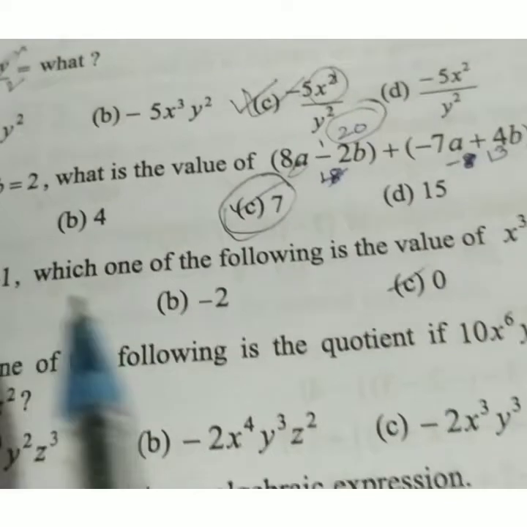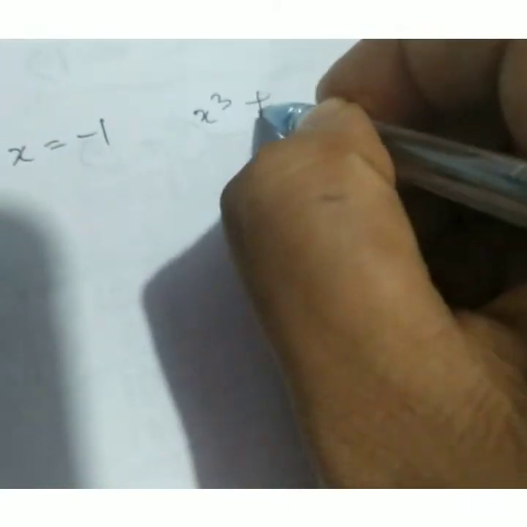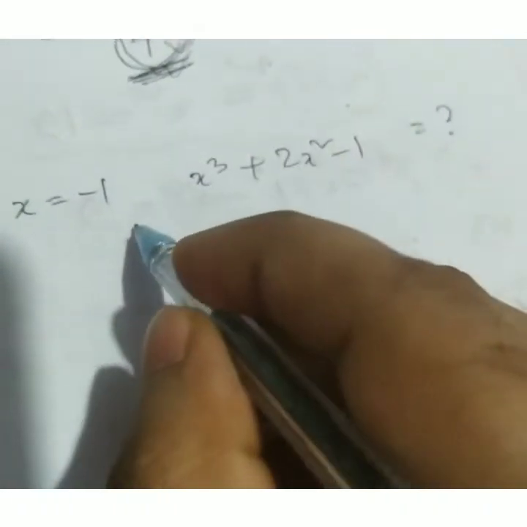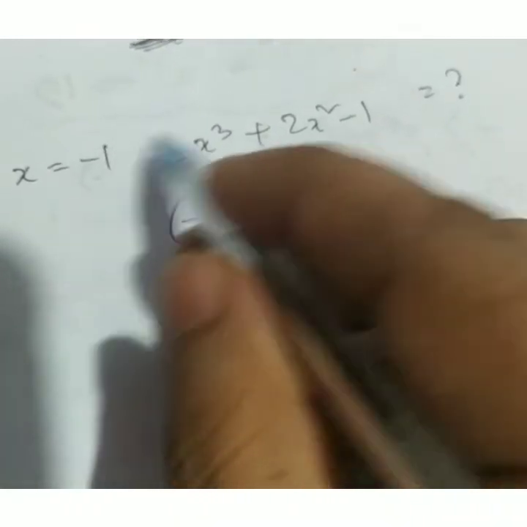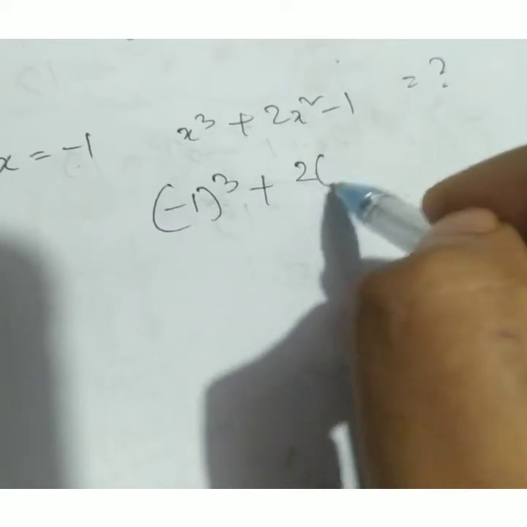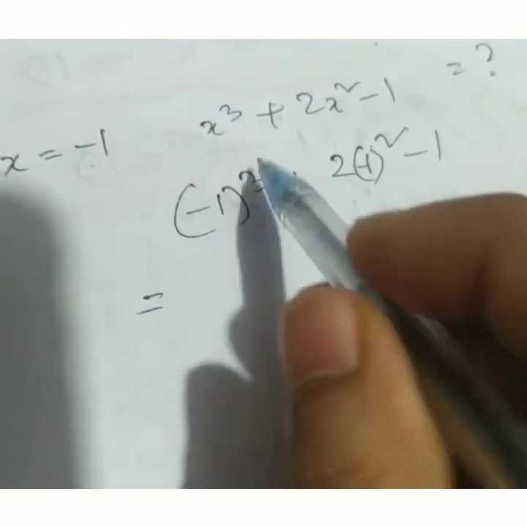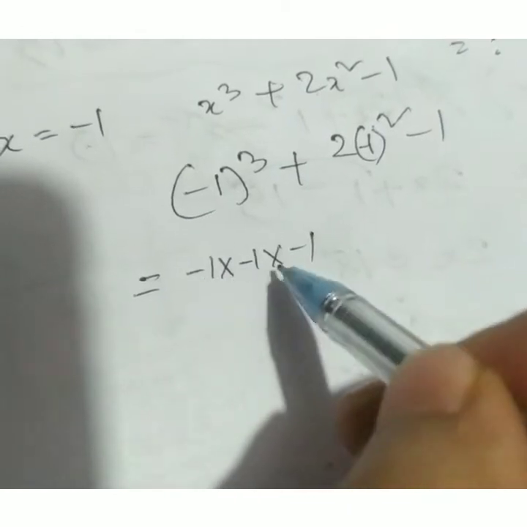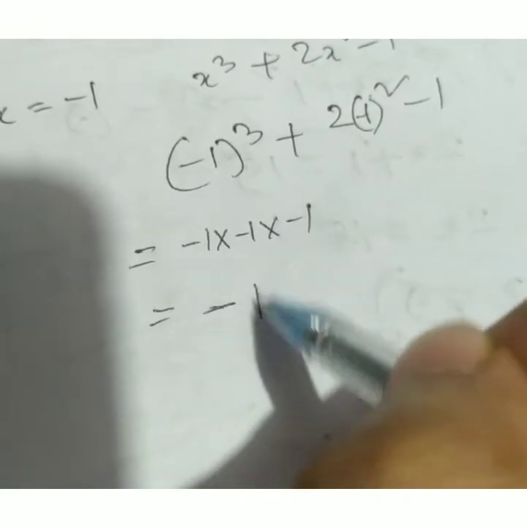I'll show you number 5. If x equals -1, what is x³ + 2x² - 1? Remember, it's (-1)³ plus, I just put the value of x instead of x, 2(-1)² minus 1. So (-1)³ means -1 into -1 into -1. You can see there are an odd number of minus signs, so there will also be a minus. 1 into 1 into 1 is 1.